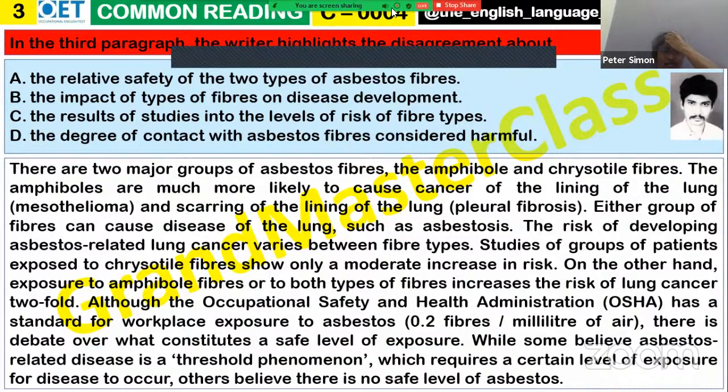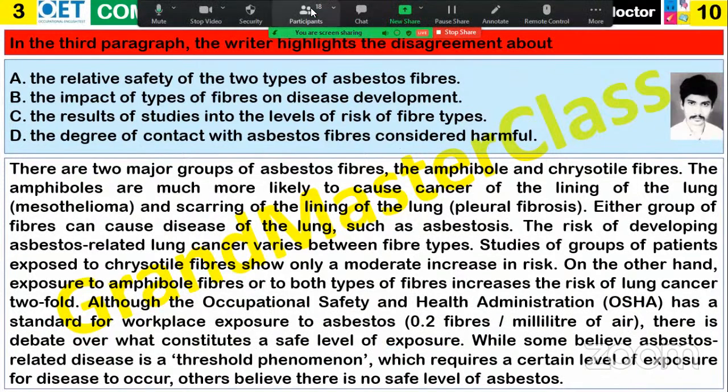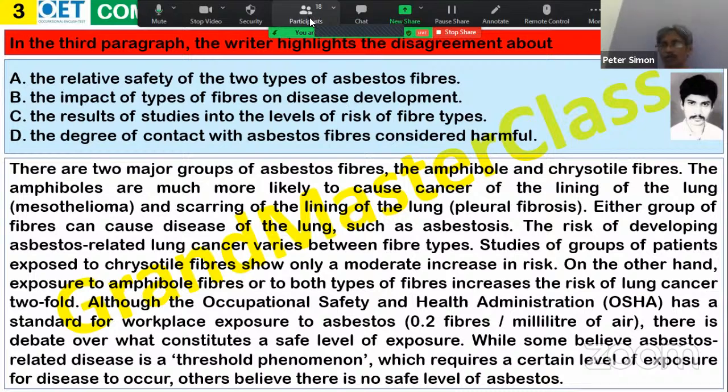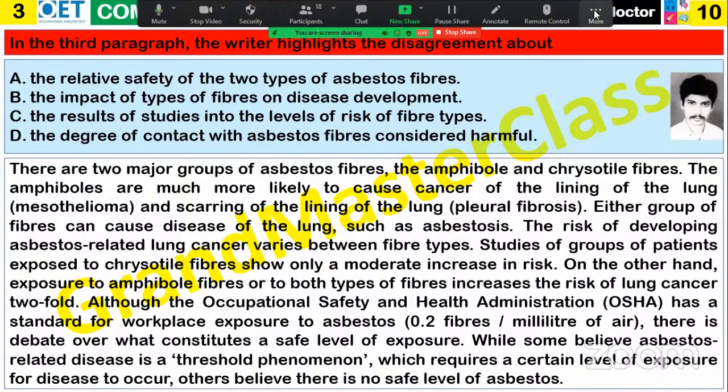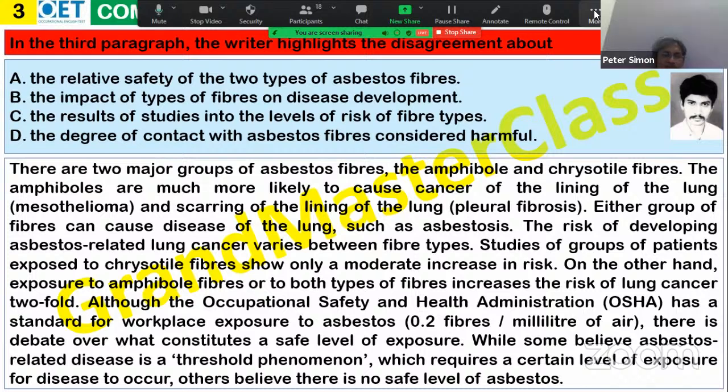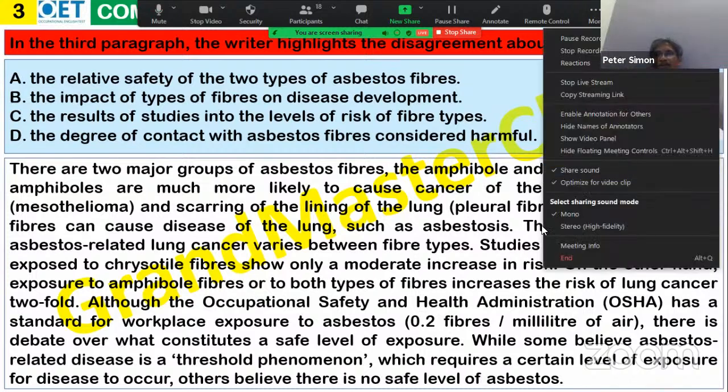So where are you from, Shehla? I'm from Pakistan, but living in Saudi. You are in Saudi Arabia now. Okay, fine. I'm the mother of 3 girls. Oh, I remember.